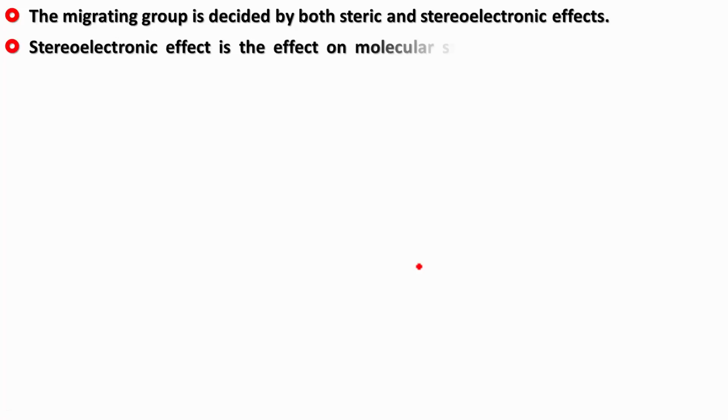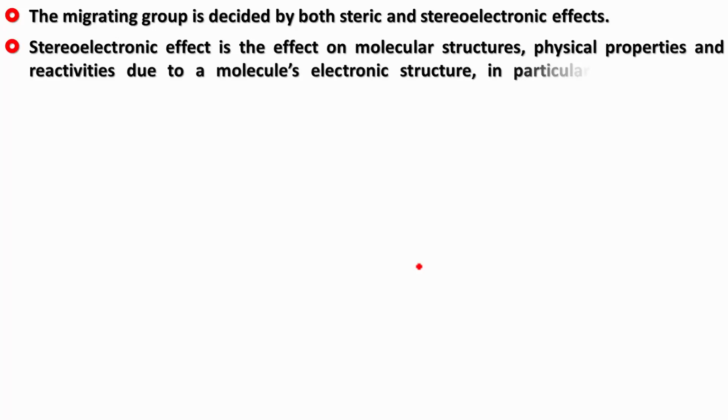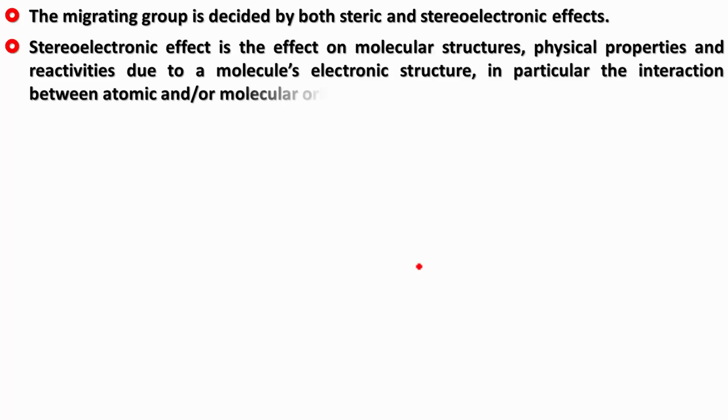Stereoelectronic effect is an effect which determines the physical and chemical nature and behavior and preferences of molecules, and this is because of the overlap of atomic or molecular orbitals. So stereoelectronic effect is the effect on molecular structures, physical properties and reactivities due to a molecule's electronic structure, in particular the interaction between atomic or molecular orbitals. Let me clarify this a little bit now.